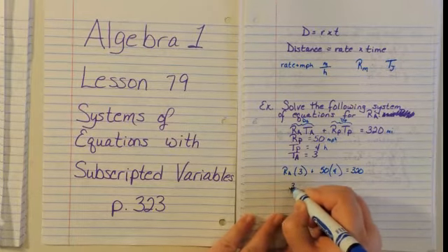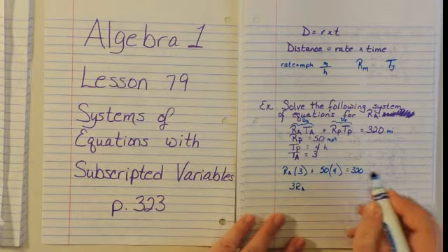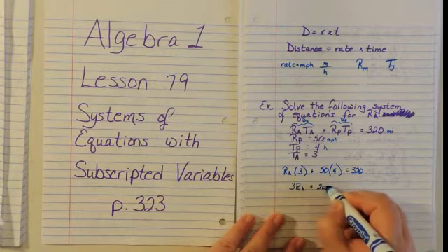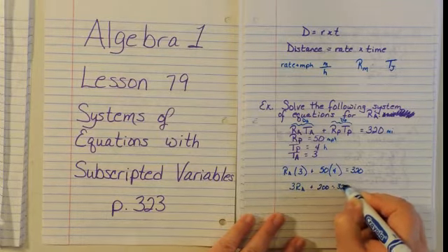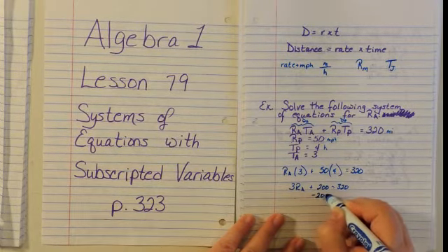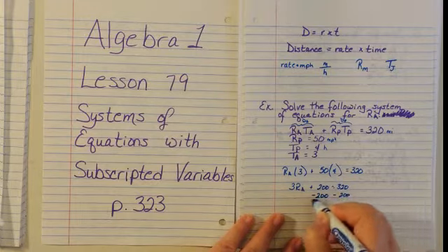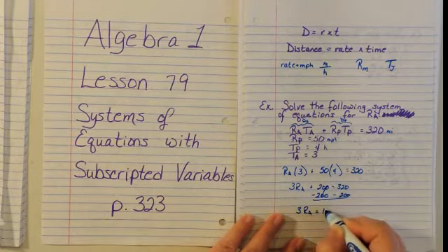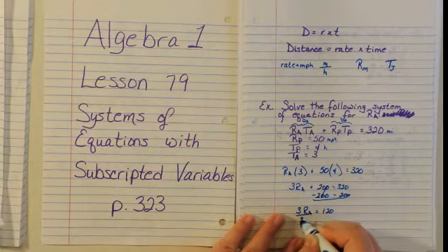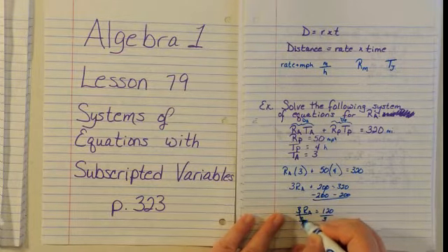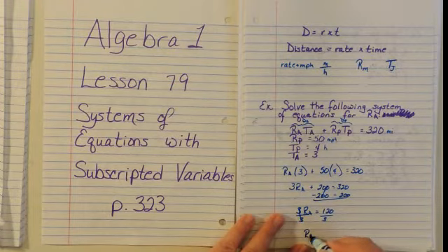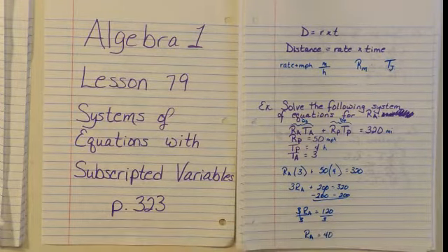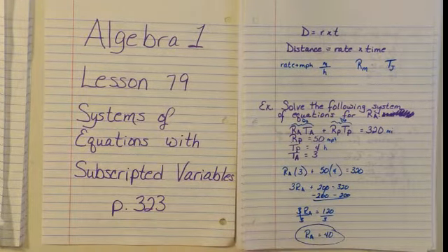Okay, so we have 3R sub A plus 200 equals 320. Let's get the 200 over here. And we have 3 times the rate of Annie equals 120. Divide both sides by 3, and the rate of Annie equals 40. Okay, once you set up the problems, the rest of it is just an algebra problem.